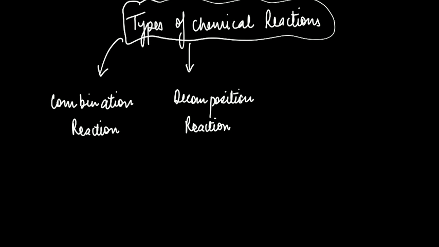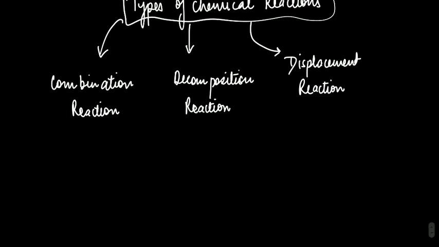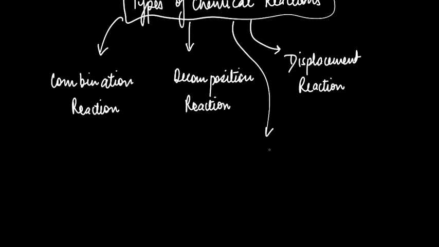So first we are just going to view how many different types of chemical reactions we are going to study in this lecture. Then one by one we are going to take some examples for the same. Then we have displacement reactions. Then, based on energy, exothermic and endothermic reactions.